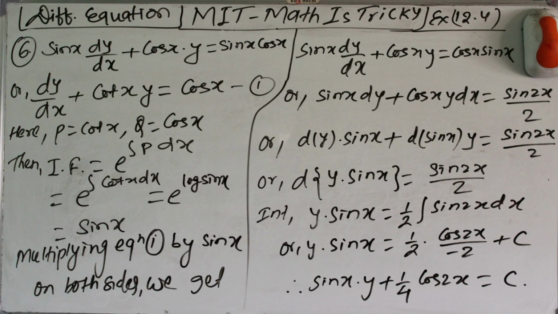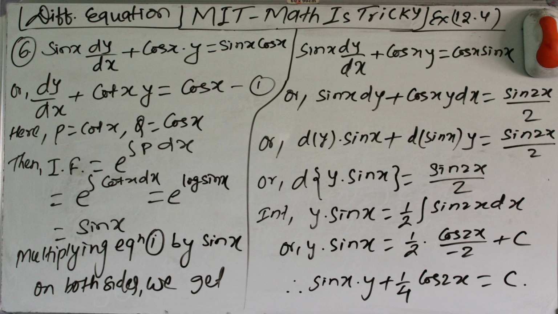So dividing both sides by sin x, we'll get dy by dx plus cos x by sin x, which is cot x, times y equals cos x. Okay, so comparing this with the linear form, we get p equals cot x and q equals cos x. So let's find the integrating factor.